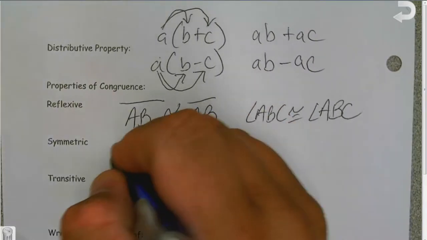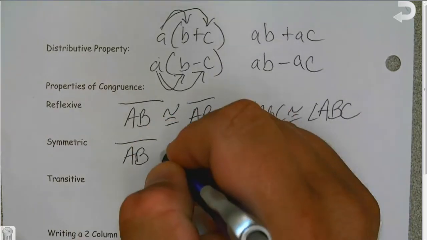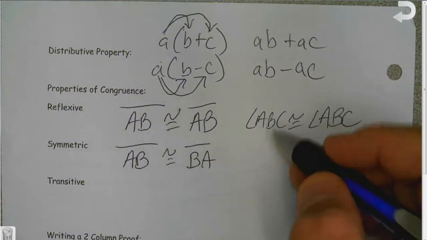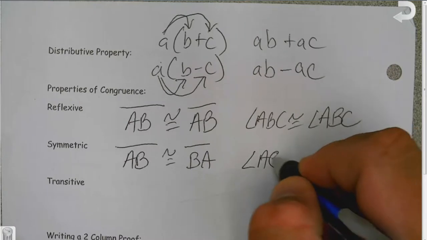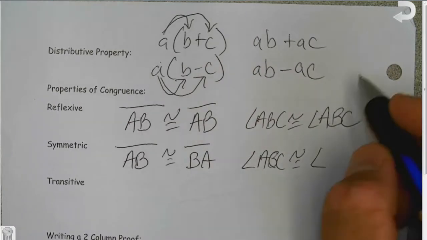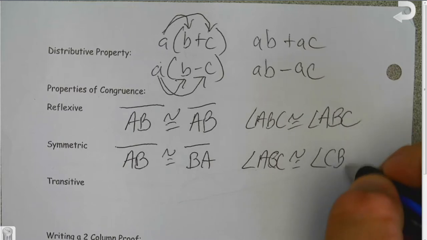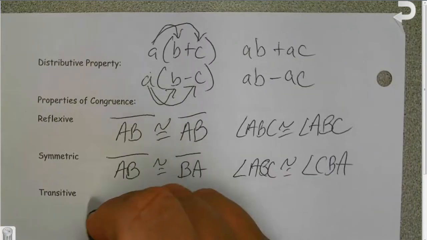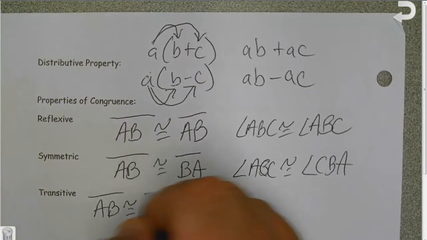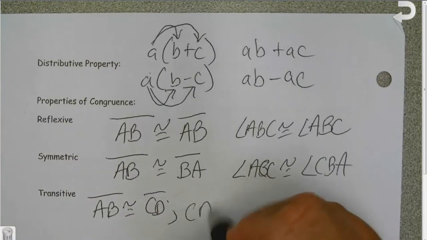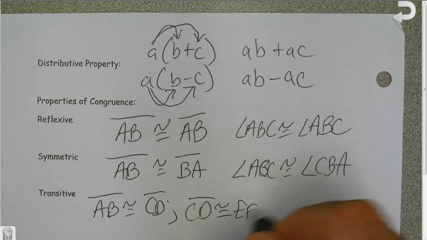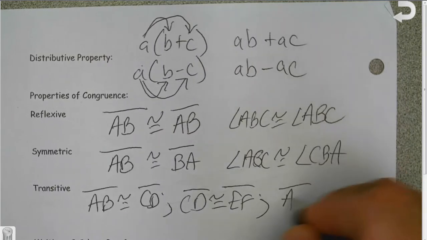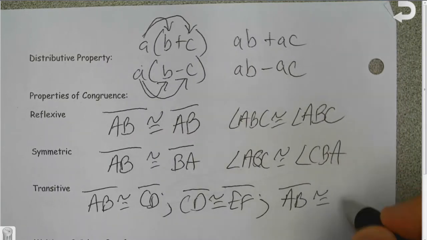For symmetry, if I have line segment AB, that is congruent to line segment BA. And we've talked about how that works out. For angle, if I have angle ABC, it's going to be congruent to angle CBA. And then finally, for transitive, basically, if I say that AB is congruent to CD, and then I say CD is congruent to EF, what automatically has to be true? Well, line segment AB has to be congruent to line segment EF.